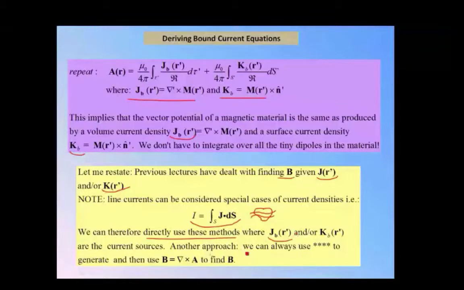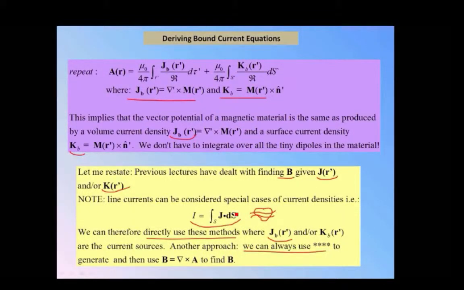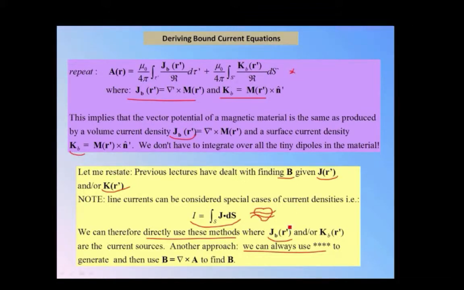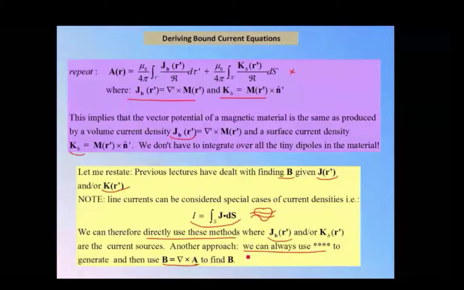Another approach is where we can use the definition of A, which is this one up here. So this would be the star, star, star. We can use that equation directly to define A, and therefore we can find B by taking the curl of A. Now let me just say that the major time you would actually use A is if you were to find A through a numerical method, in which case you would find a numerical B. So very complex distributions of magnetization could give you a numerical method to get capital A, and then you take the curl of that to get the B field.